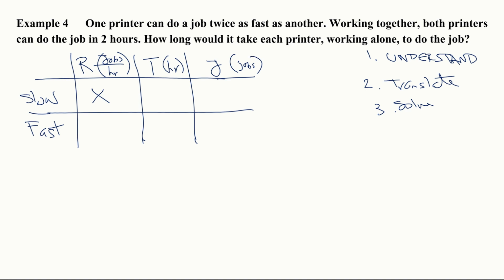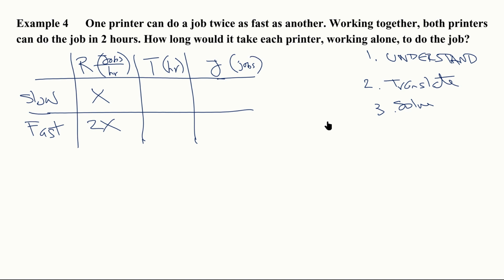So we don't know the rate at which the slow printer works, but if we call it X, we know there's a relationship between that speed and the speed of the fast printer, right? The faster printer is twice as fast. Now remember, these are rates we're dealing with, not times. Now we know that they're both working for 2 hours. In other words, you turn them on at the same time and let them run for 2 hours. So each is doing its own work at its own speed.